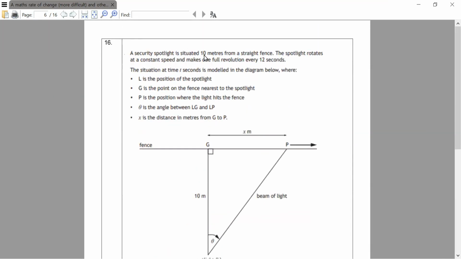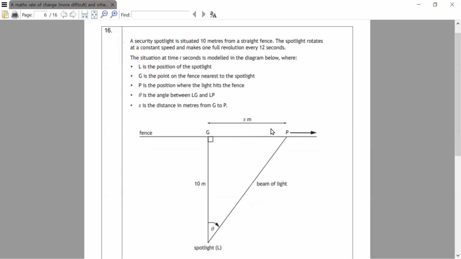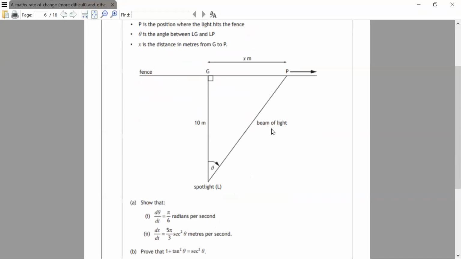What's this? A security spotlight is situated 10 meters from a straight fence. And the spotlight is rotating at a constant speed. Blah, blah, blah. Then you must read the story and figure out what all those letters and variables represent. Okay.